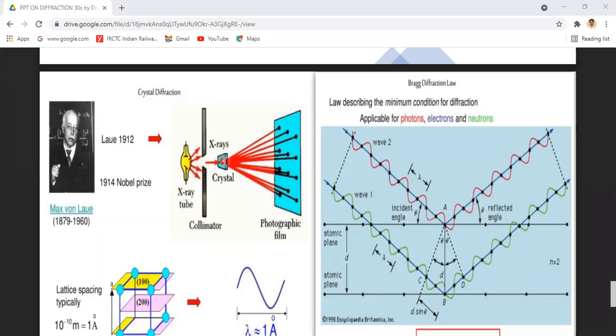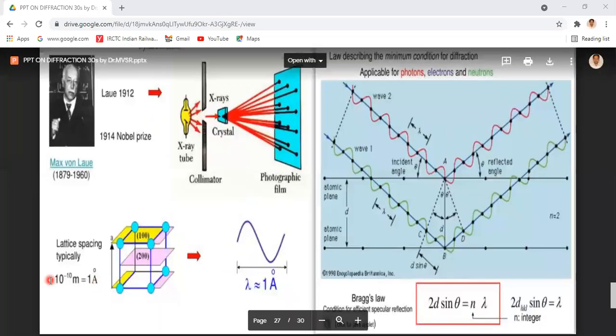So the wavelength of these X-rays is on the order of the slit. Here the slit is the distance d between two atomic planes. That will be taken as the width of the slit, which matches the wavelength of the X-rays. That's why X-rays are incident on crystalline solids only.